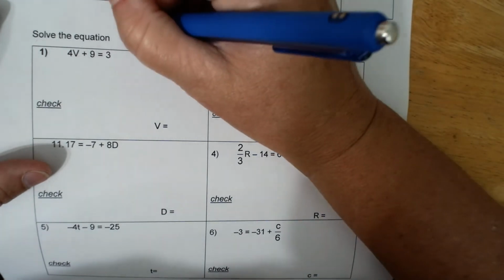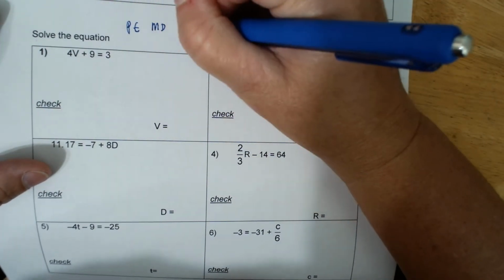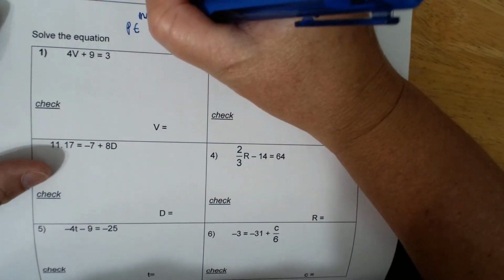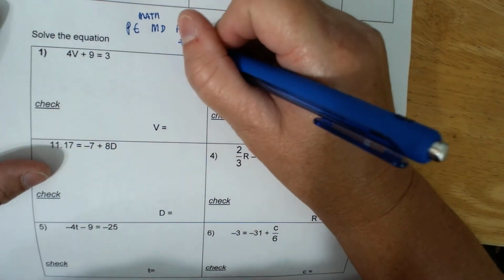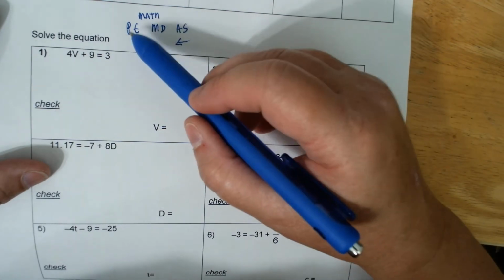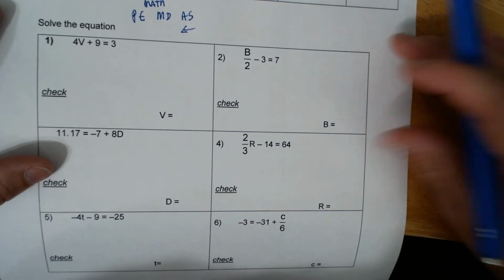When we do math, we do parentheses, exponents, multiplication, division, addition, and subtraction. When we solve equations, we're actually going to go backwards, and we're going to undo addition, subtraction, undo multiplication, division, undo exponents, and then undo parentheses. That's a guideline for right now.